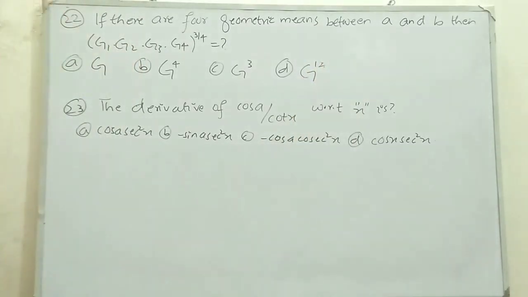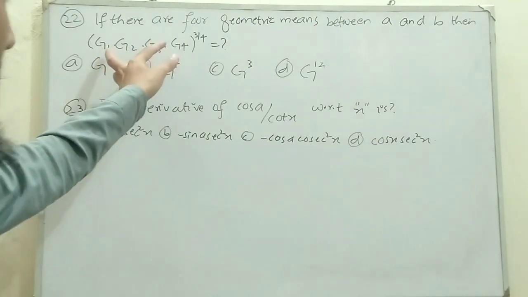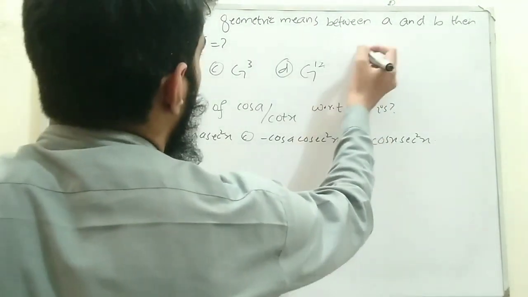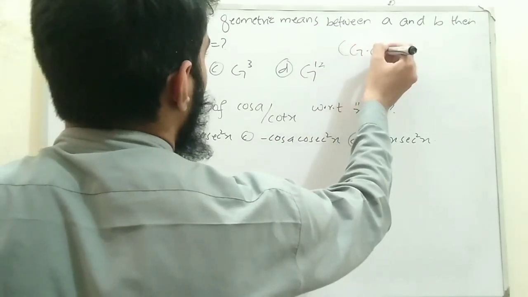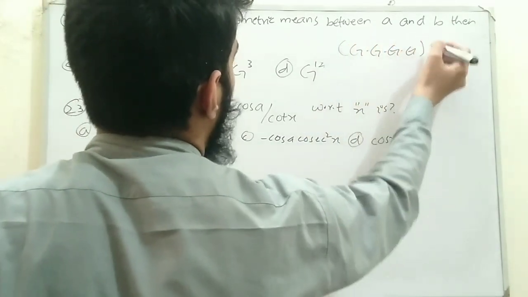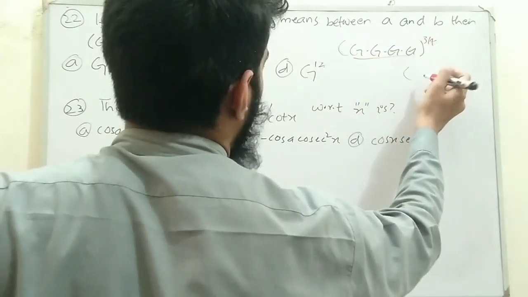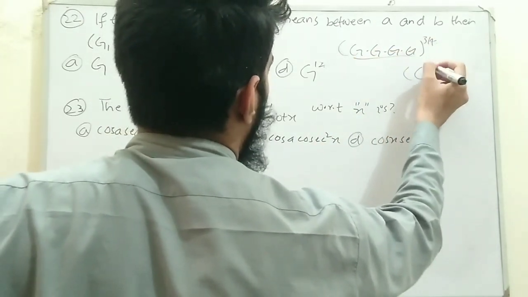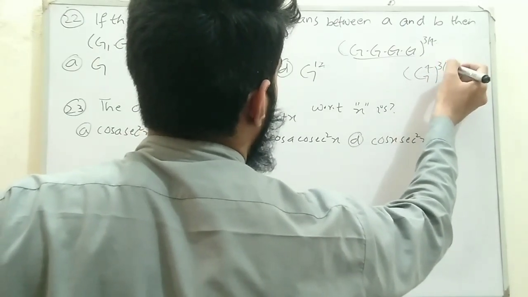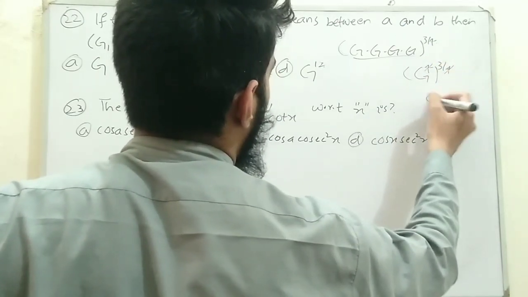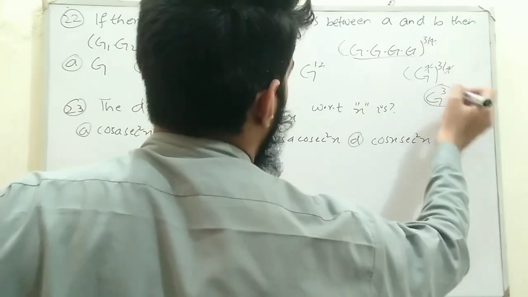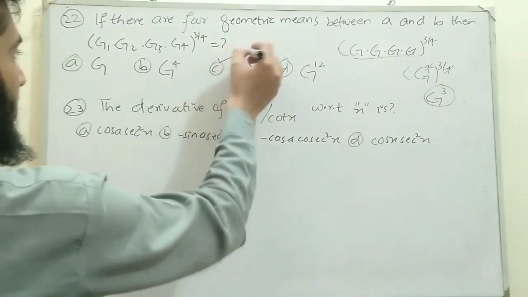Moving towards the solution, there are 4 geometric means between A and B. We consider these 4 geometric means the same, so it becomes G times G times G times G, and the power is 3 divided by 4. So it becomes G power 4, and the power is 3 divided by 4. This 4 will cancel out with this 4, so we are left with G power 3. So our answer will be G power 3. The correct option is option C.